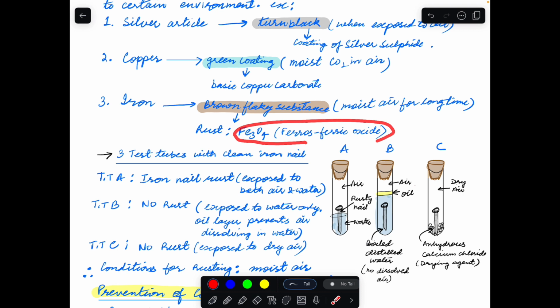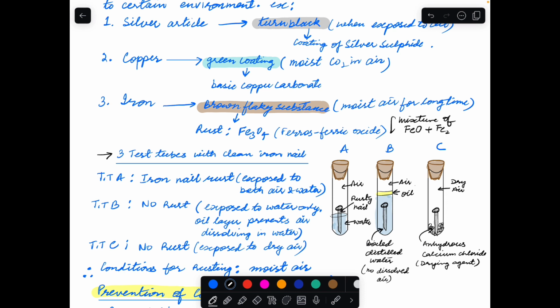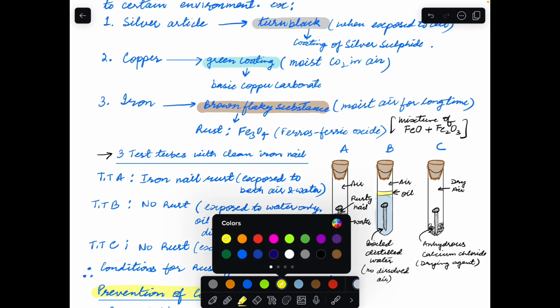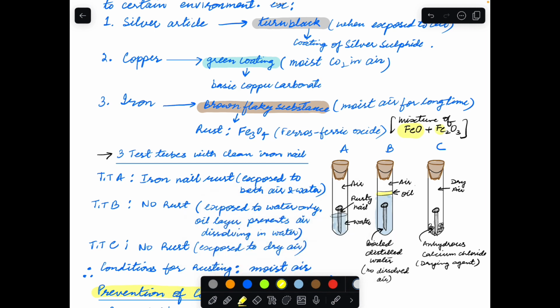What is ferrous ferric oxide? It is basically a mixture of iron(II) oxide, that is FeO, and iron(III) oxide, that is Fe2O3. So it is a mixture of ferrous oxide and ferric oxide. Therefore, we have written the formula Fe3O4. So Fe3O4 is not a single compound. Basically, it is a mixture of two oxides, FeO and Fe2O3.